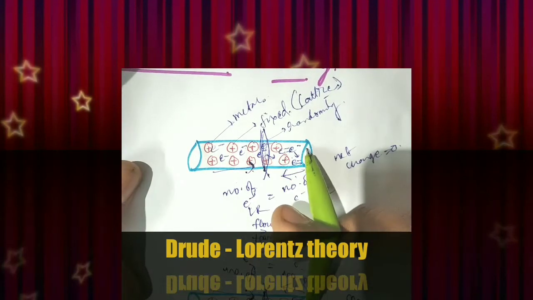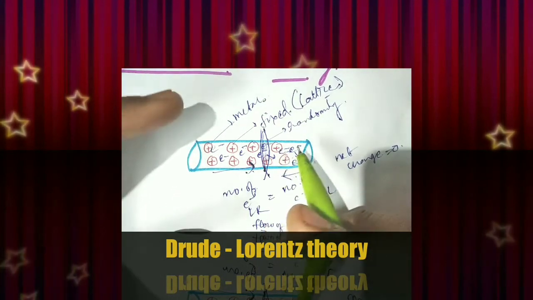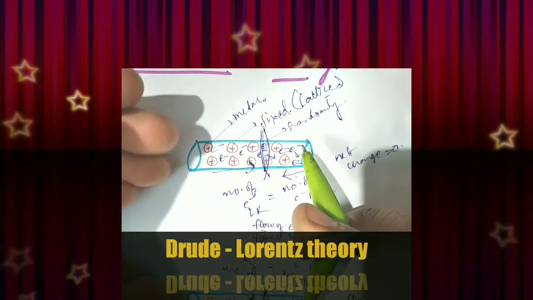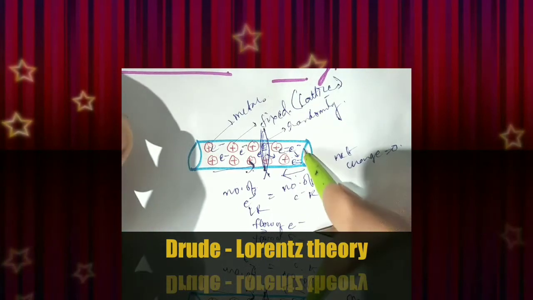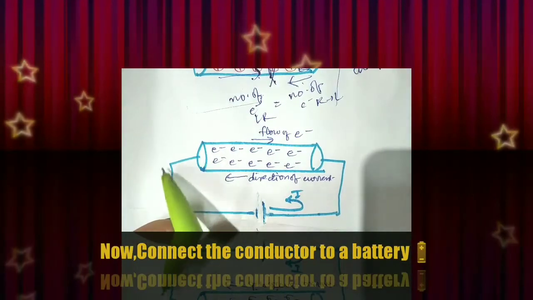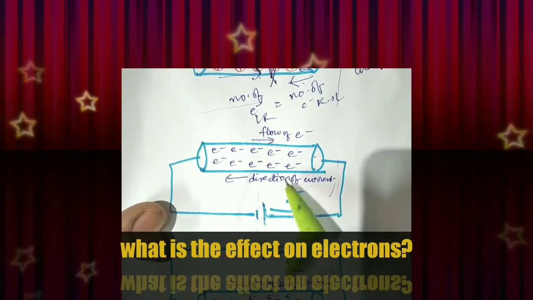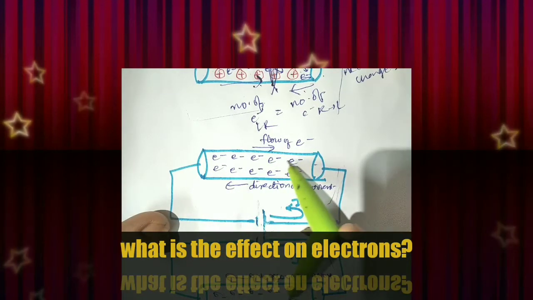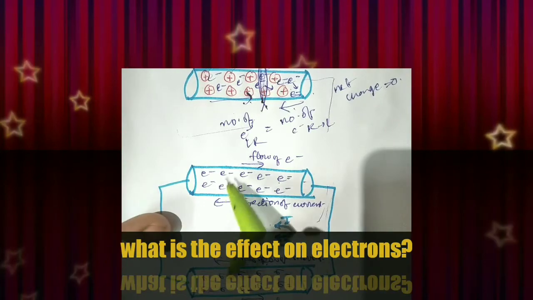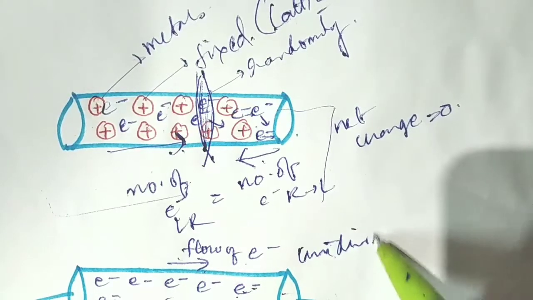Students, this is the case when the conductor has free electrons. Now if I want to make these electrons do some work, I need to connect this conductor with a battery. In this diagram, I have connected the conductor with a small battery. When I connect the conductor with a battery, what happens? The battery provides some energy to the electrons, and they start moving in one single direction, that is, they become unidirectional.